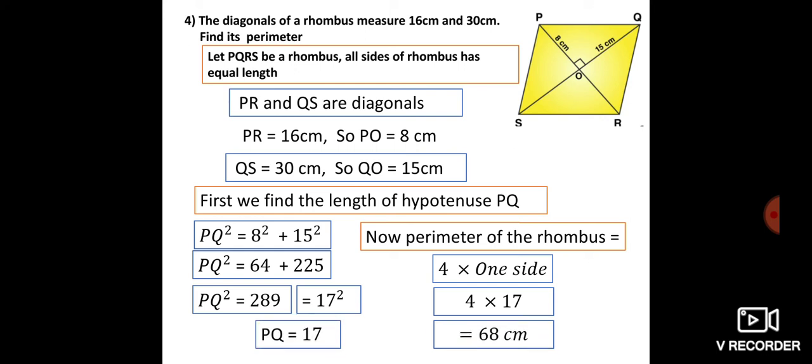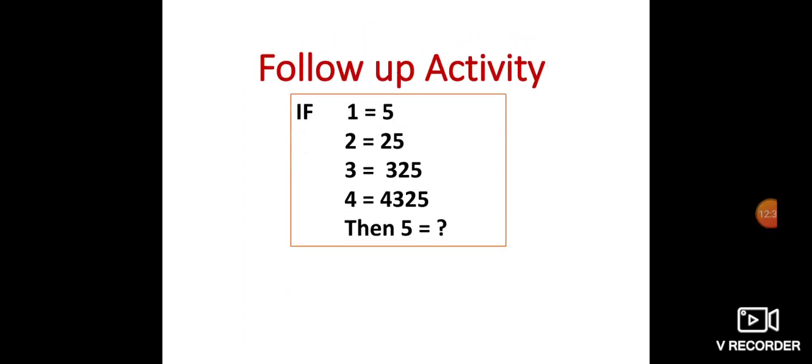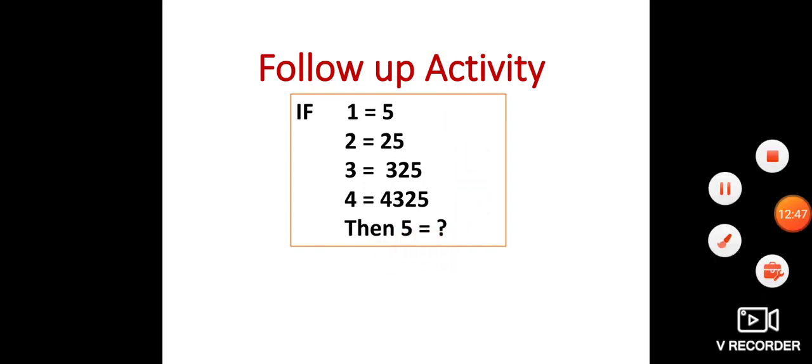68 centimeter. So today we discussed only 4 questions. These 4 questions are very important. So you just write in a paper or in a rough book, then study well. Okay children. Next you have one follow-up activity. A simple question. You just understand this relation and find 5 equal to what. Okay. Thank you.